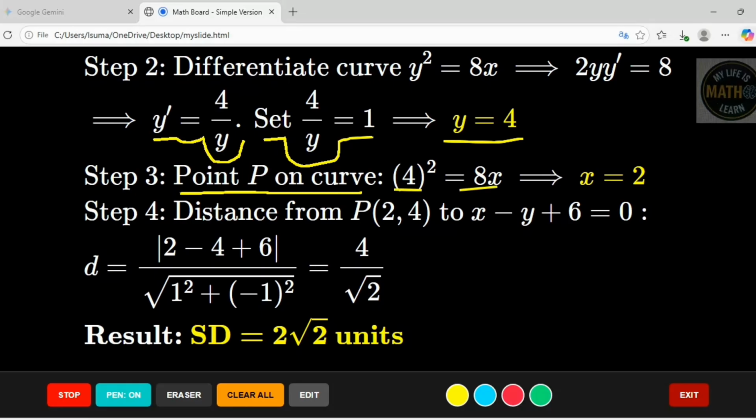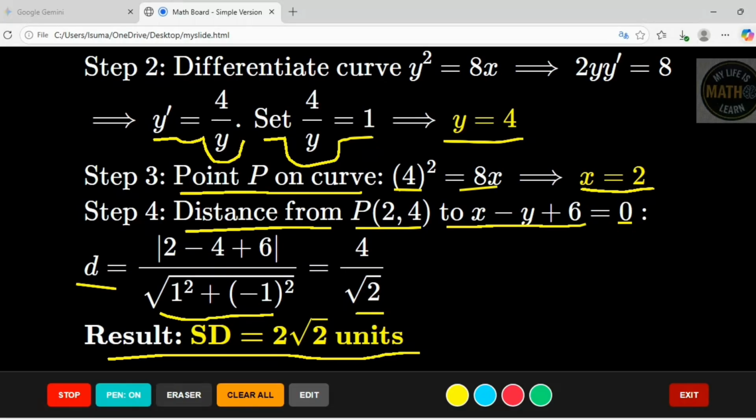Point on the curve: 4 square is equal to 8x, so x is equal to 2. The distance from P(2, 4) to x minus y plus 6 is equal to 0. So d is equal to |2 minus 4 plus 6| by square root of 1 square plus minus 1 whole square. That is equal to 4 by root 2. So SD is equal to 2 root 2 after cancellation.